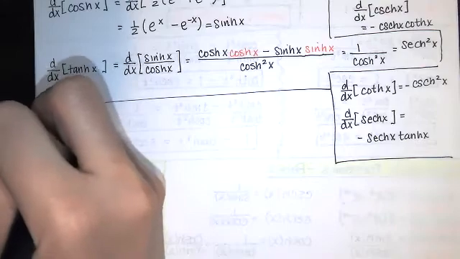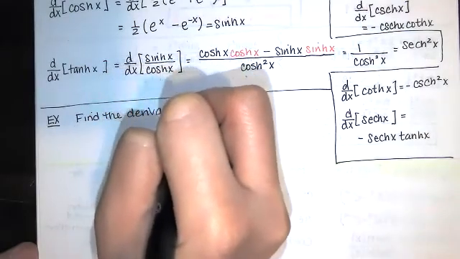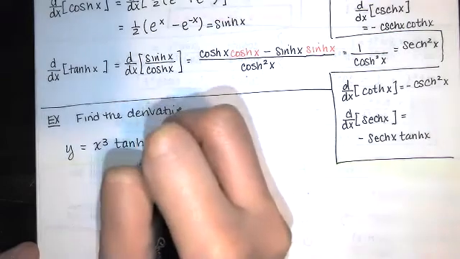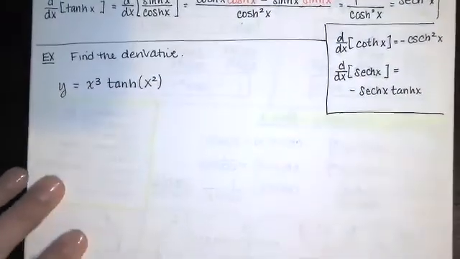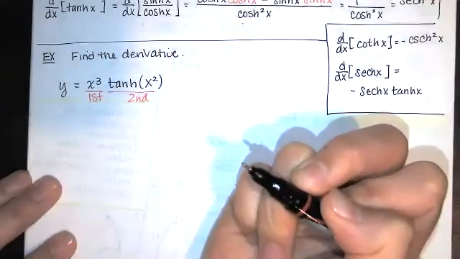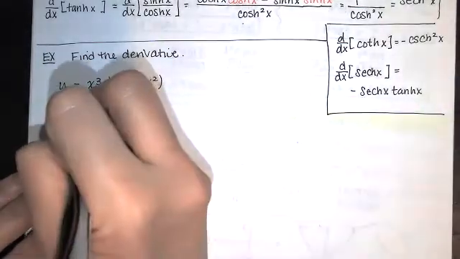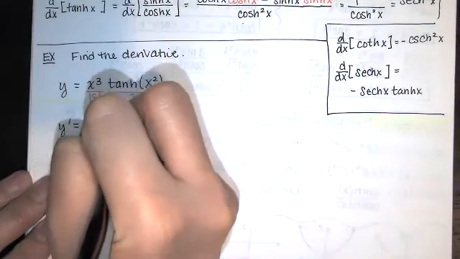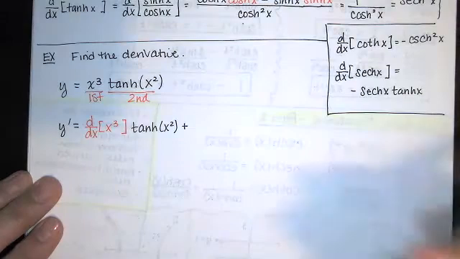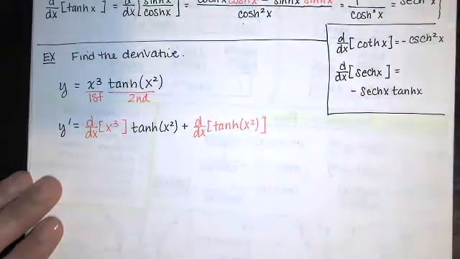So let's say someone asks you to find the derivative of this function. We've got y equals x cubed times hyperbolic tangent of x squared. Well, first of all, I notice it's a product. So there's my first function and there's my second function. So I know I'll have to use the product rule. Derivative of a product is derivative of the first times the second undifferentiated plus derivative of the second function times the first undifferentiated.